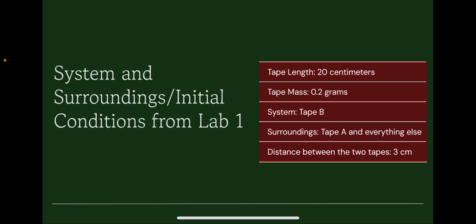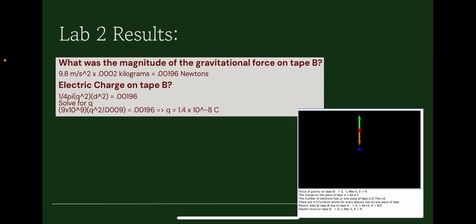And then the system and surroundings, or the initial conditions from Lab 1, still carry over to this lab, and those included the tape length, which is 20 centimeters, the tape mass, which is 0.2 grams, the system being tape B, the surroundings, tape A and everything else, and then the distance that we measured between the two tapes was 3 centimeters.